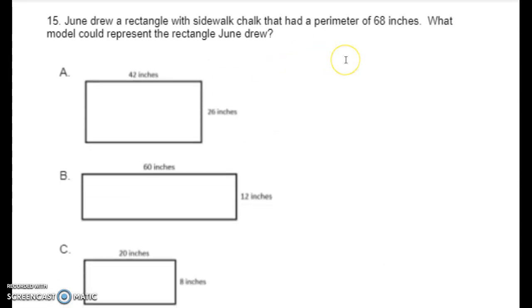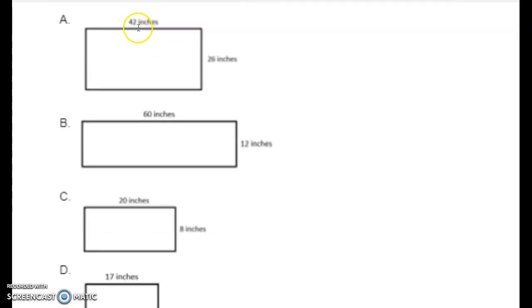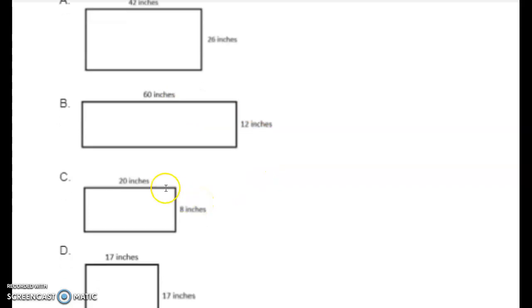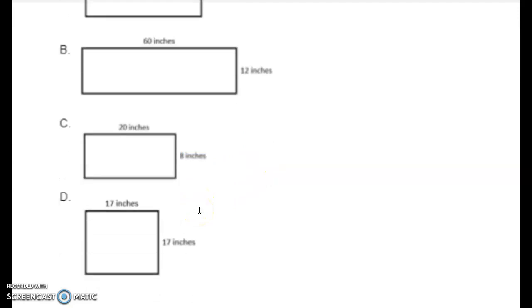Number 15. June drew a rectangle with sidewalk chalk that had a perimeter of 68 inches. What model could represent the rectangle June drew? Again, perimeter of 68 inches. Could it be A, 42 inches by 26 inches? B, 60 inches by 12 inches? C, 20 inches by 8 inches? Or D, 17 inches by 17 inches?